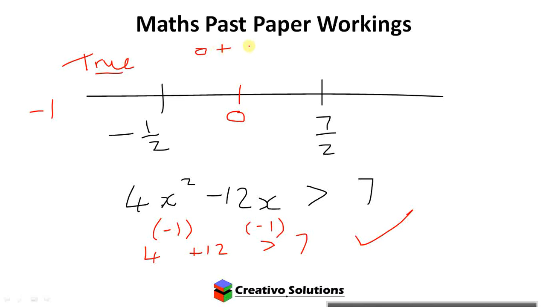plus a negative 12 times 0 is 0. So 0 plus 0 greater than 7. Is 0 plus 0 greater than 7? No. 0 is not bigger than 7. False.